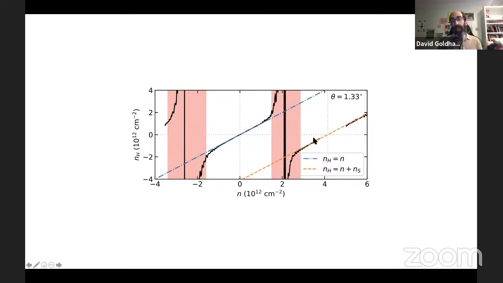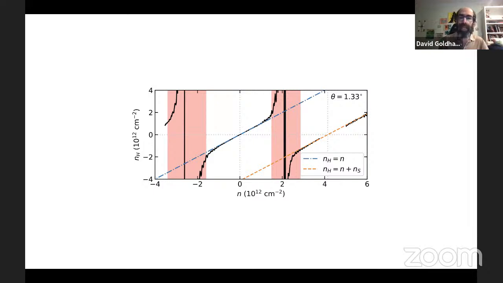Another thing I'll mention is that if you heard Pablo Herrero's talks last week, you would have seen a much more jumpy behavior in the Hall signal. Every time you get to 1 electron per Moiré, 2 per Moiré, 3 per Moiré, there would be discontinuities where the system would polarize and form, in some cases, an insulating state.